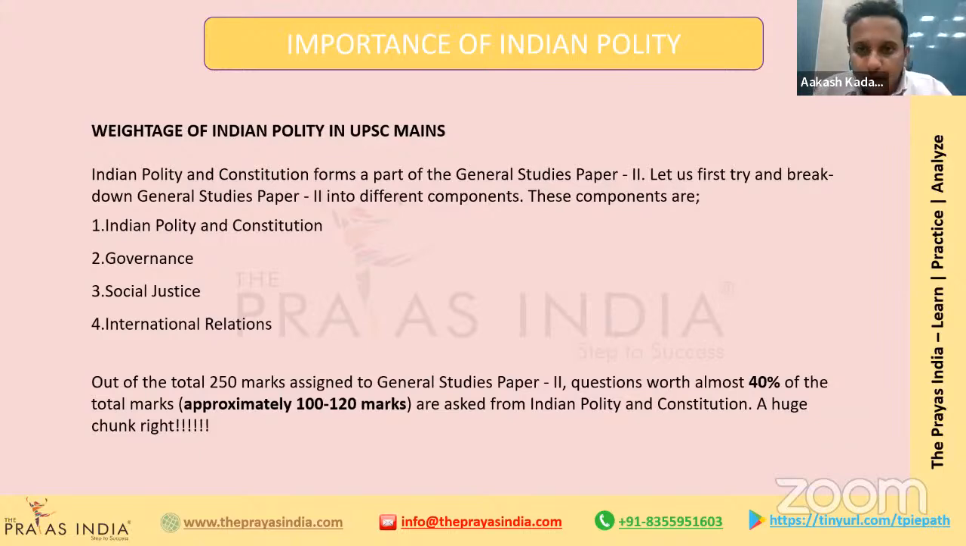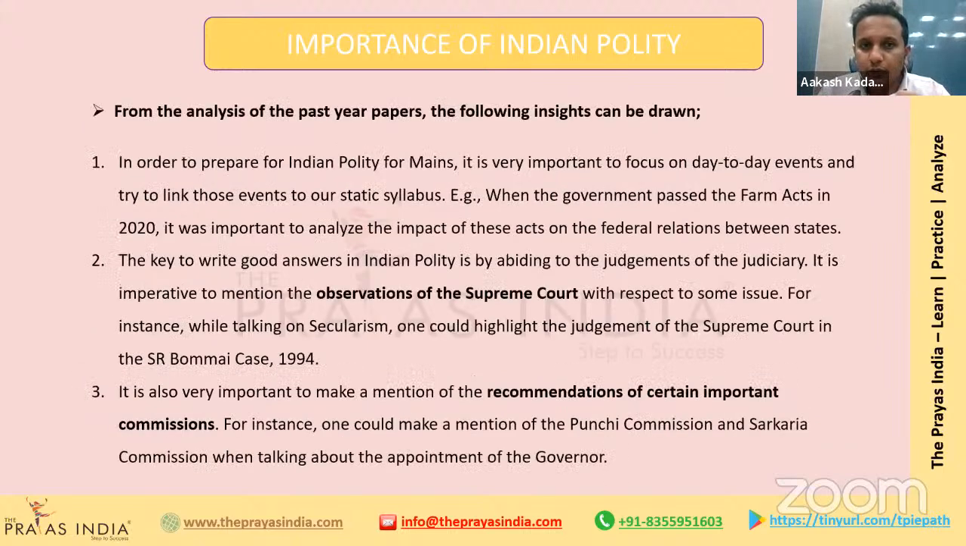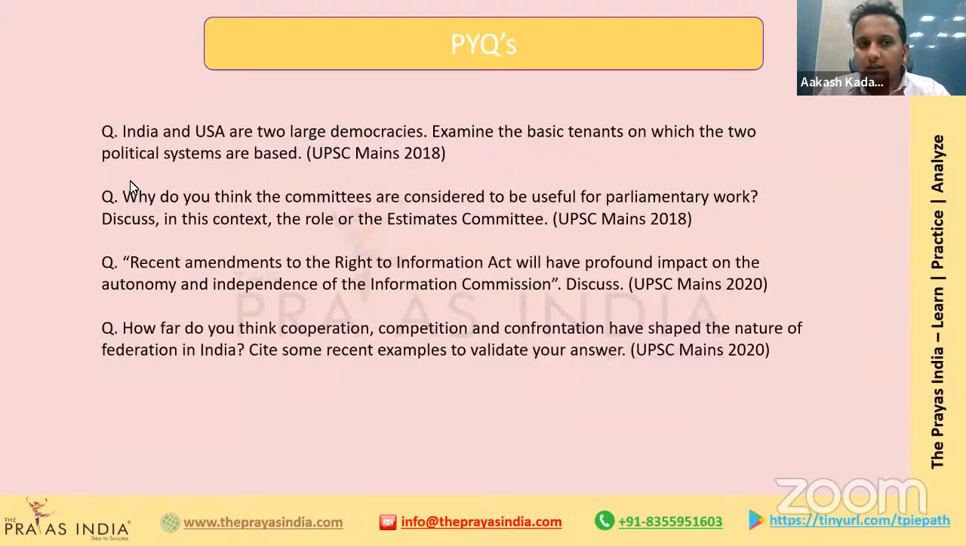Now, what are the kinds of questions that are asked? We'll try to observe them. Let us consider this third question. What does this question read? It says that recent amendments to the Right to Information Act will have a profound impact on the autonomy and independence of the Information Commission. Discuss. This question was asked in the 2020 mains paper.